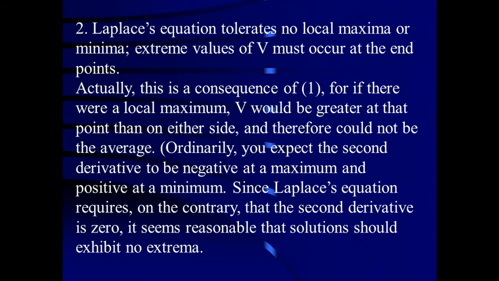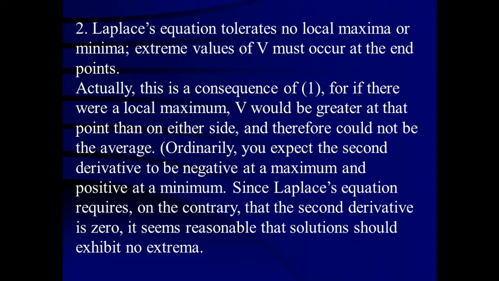And the second conclusion is also important. The Laplace equation tolerates no local maxima or minima. The extreme value of V must occur at the endpoints. Actually, this is a consequence of equation 1. For if there were a local maximum, V would be greater at that point than on either side, and therefore could not be the average value.